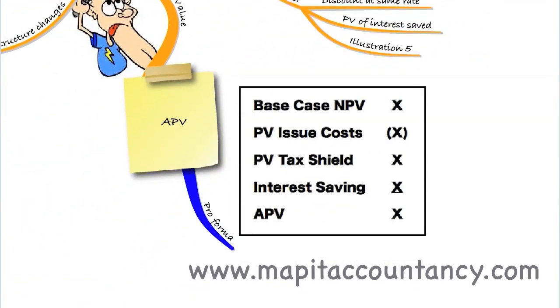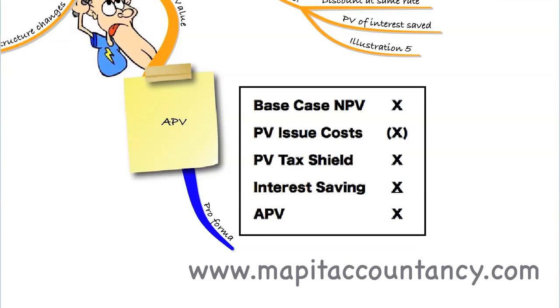So that was the 3 steps: base case NPV, then the present value of the issue costs, subtracted because that's a cost. Present value of the tax shield added on because it's a benefit, and the interest saving added on also. That gives us our APV.